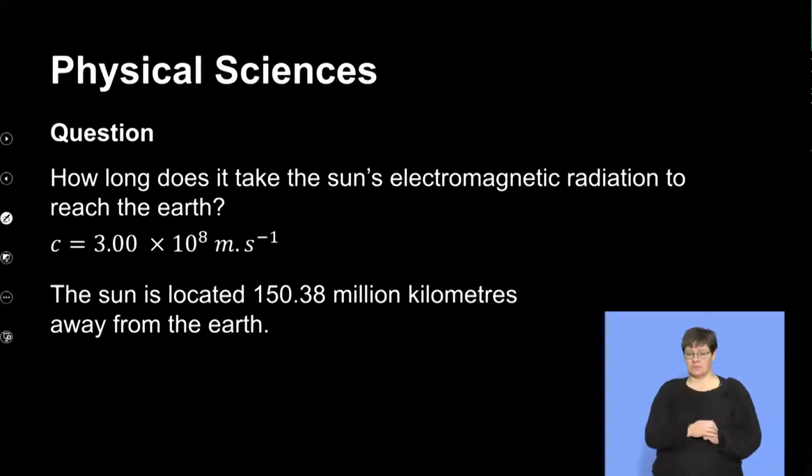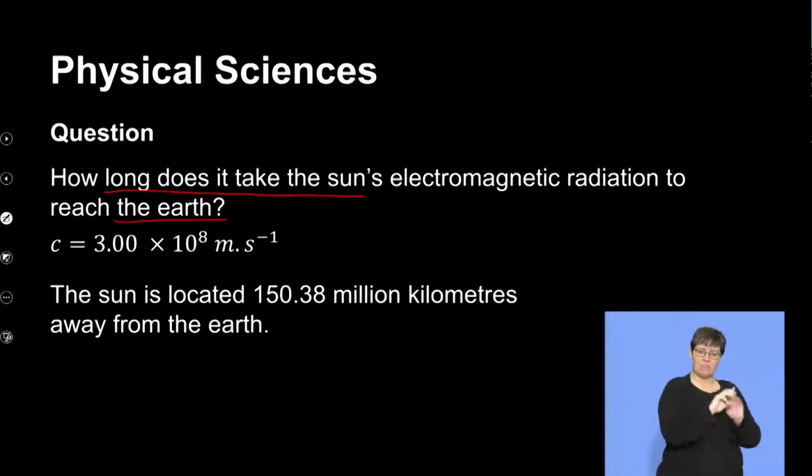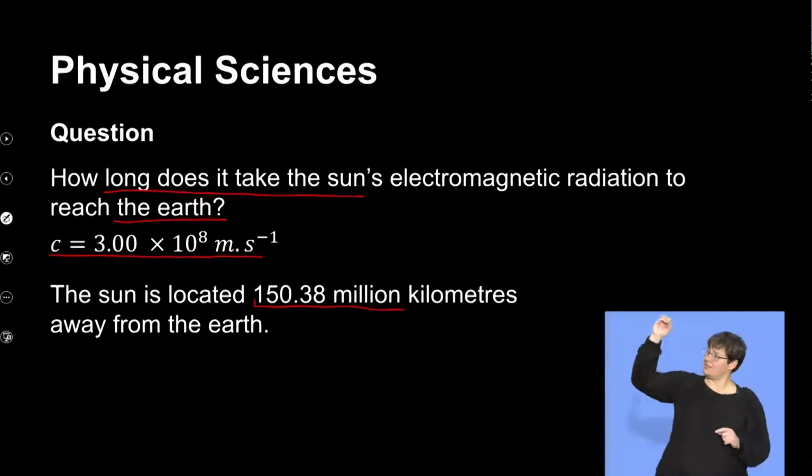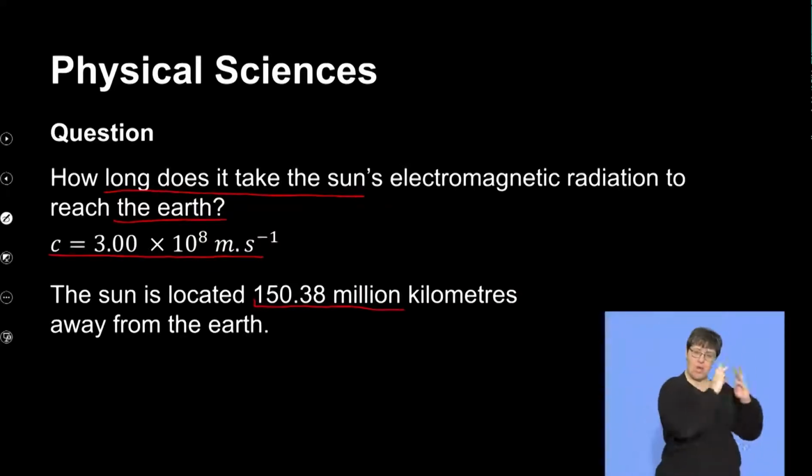So our question here is, how long does it take for the sun's electromagnetic radiation to reach the Earth? To do this calculation, we have to A, know the speed of light, which we've been given, and B, we need to know just how far the sun is from the Earth. Now this number is quite big. It might surprise you. The sun is 150.38 million kilometers away from the Earth. So how long does it take this super fast light to reach us?